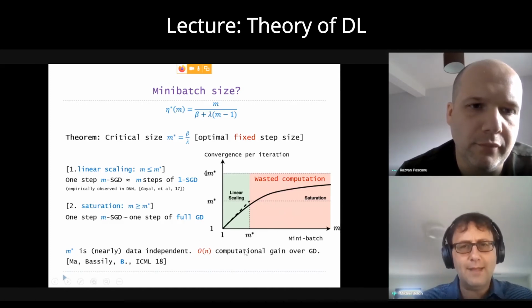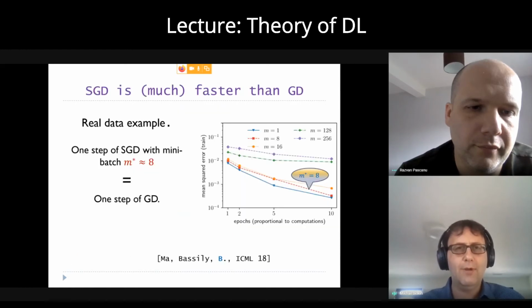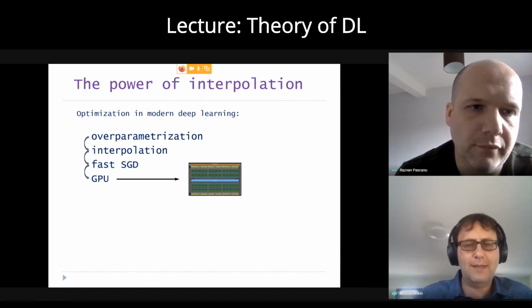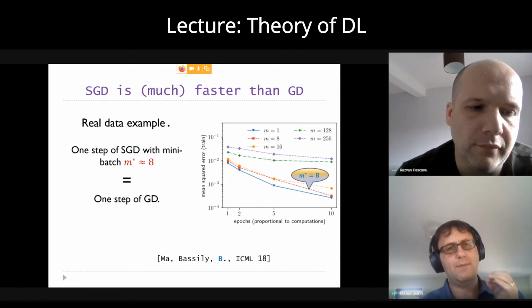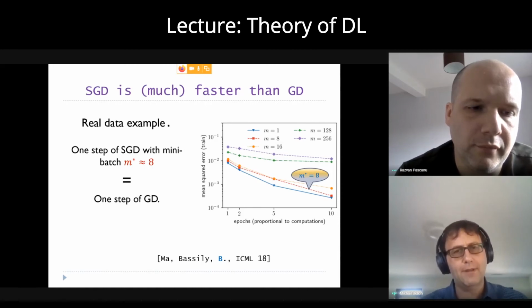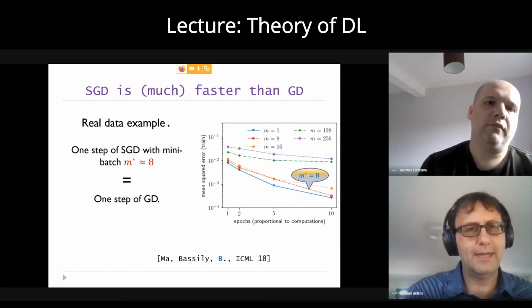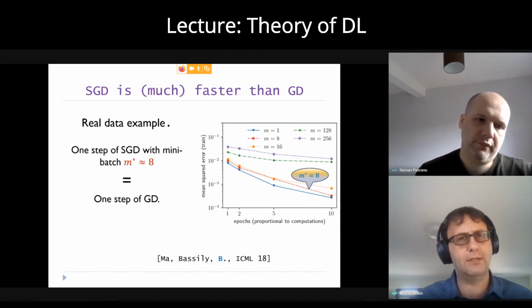What does it mean? That means that in practice, this M star is often very small. In some cases it's like 6 or 10. I have a specific case when it's 8. That means that one step of stochastic gradient descent with mini batch size 8 is equivalent to one step of gradient descent with full batch. If you have 1 million data points, this is 8, and the full gradient is 1 million. So that's how much advantage SGD gives you over gradient descent computationally.